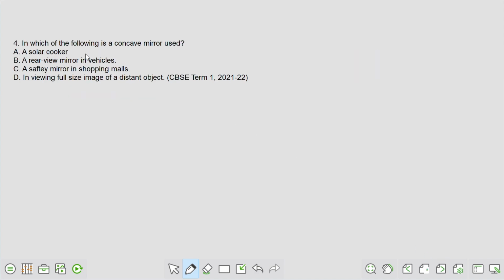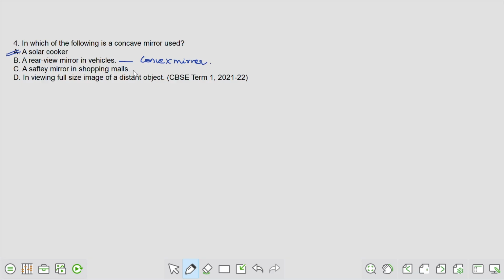Now the next question is, in which of the following is a concave mirror used? A solar cooker, a rear view mirror, a safety mirror in shopping malls, or in viewing a full size image of a distant object. So here in option A, we use a concave mirror for a solar cooker. What about a rear view mirror in vehicles? It is a convex mirror. Why do we use a convex mirror for rear view? Because it forms a virtual, erect and diminished image, and also it can cover a wide area.